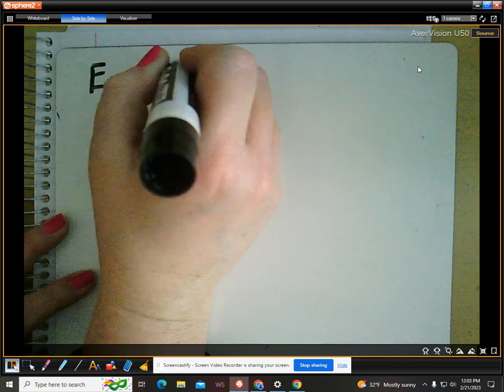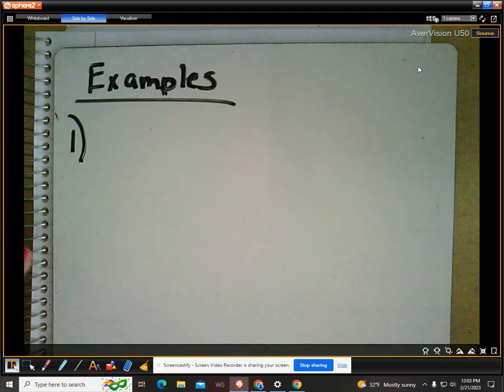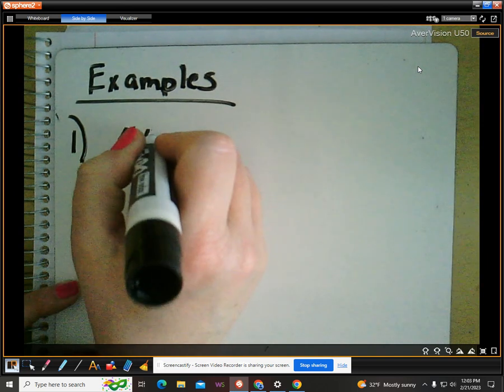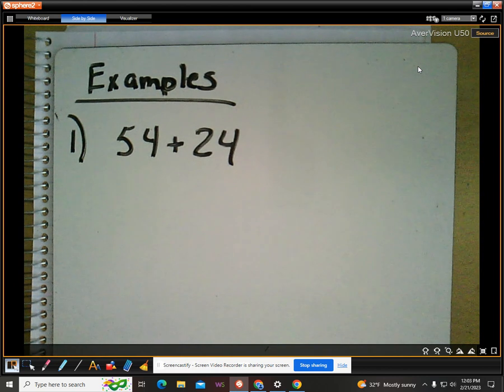So it is going to be super important, as if it wasn't before, that you read directions, okay? Because you will get a question that looks like this, and they are not looking for 78. The directions will say something like factor the expression, factor each expression, write it as distributive property, those types of things. They are not looking for you to add 54 and 24.